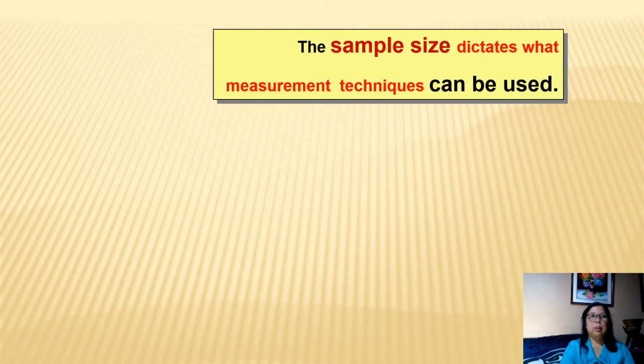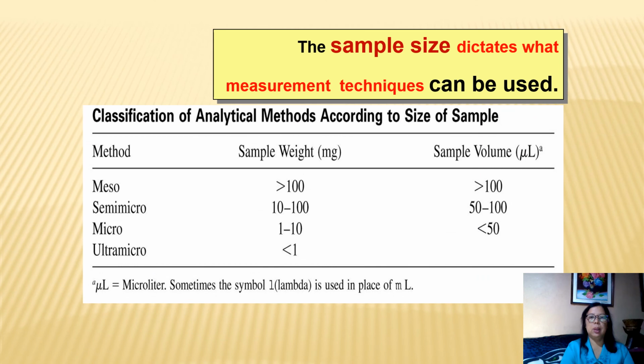Okay, sample size dictates what measurement techniques can be used. So again, these are the analytical methods according to the size of sample. So if the method requires for macro, semi-micro, micro, ultra-micro, these are the sample weight. Or if they come in liquid, these are the sample per volume. So the sample per volume is in microliter, and for sample weight, the milligram.